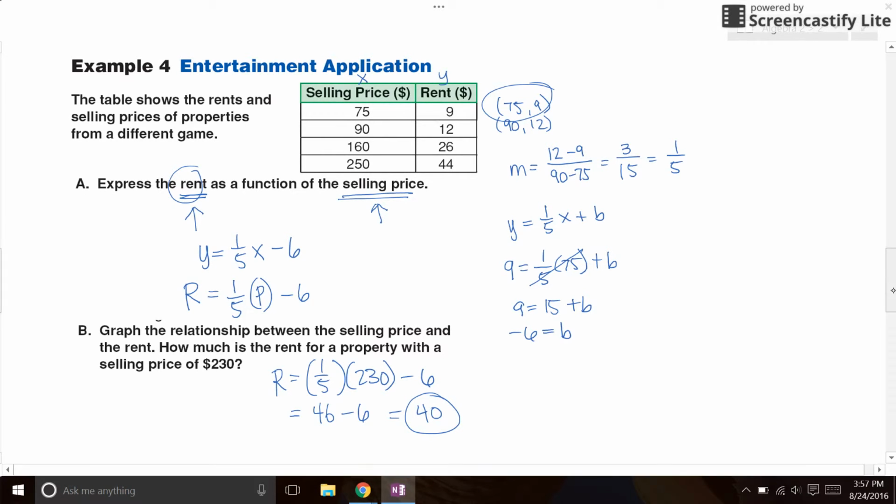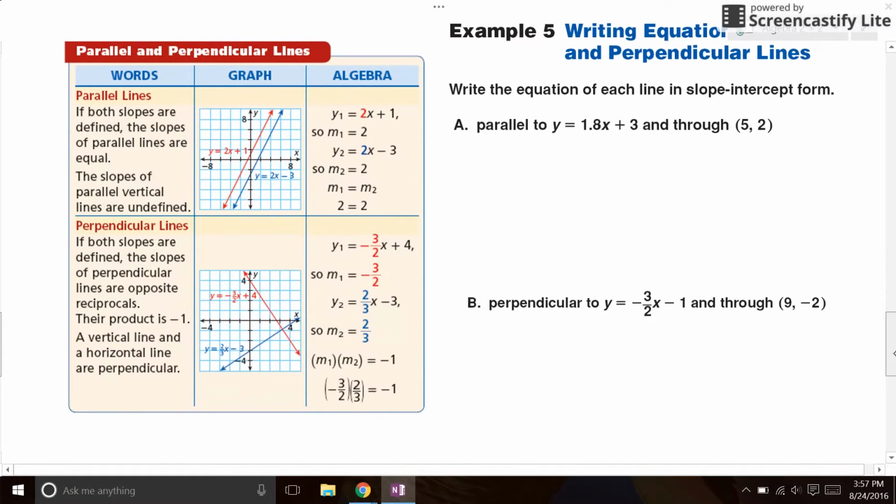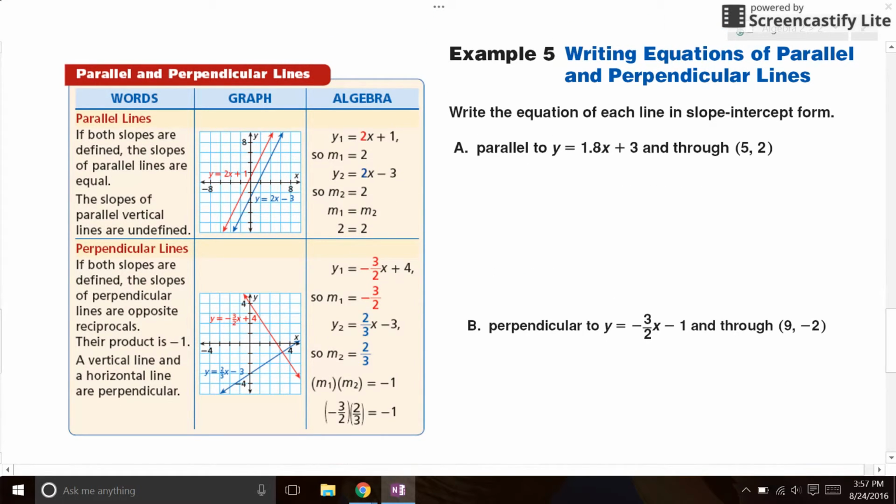All right, let's finish this up with the last two things that I want to talk about. And that is this idea of parallel lines and perpendicular lines. Parallel lines, you see in the first graph. They are two lines that never touch. They have the exact same slope. That's the rule. Whatever your slope is, they're the same.